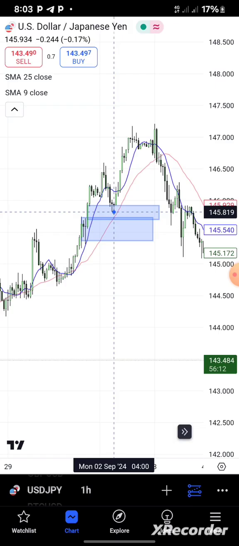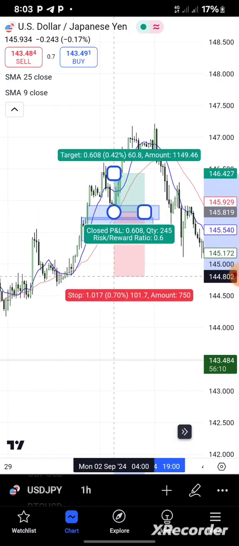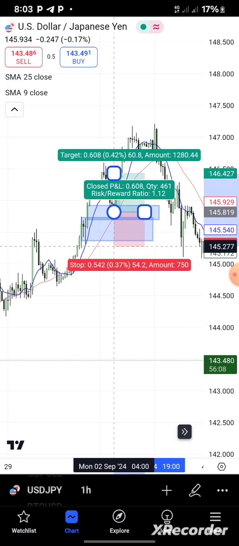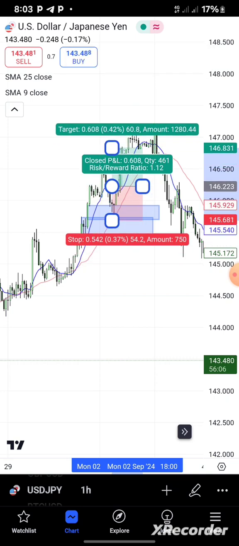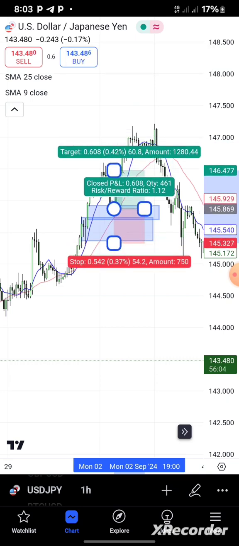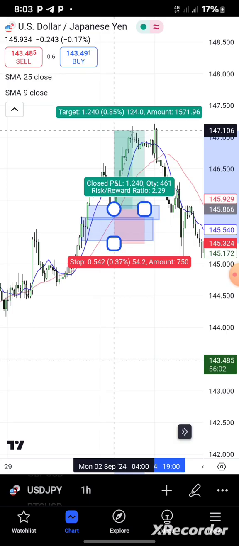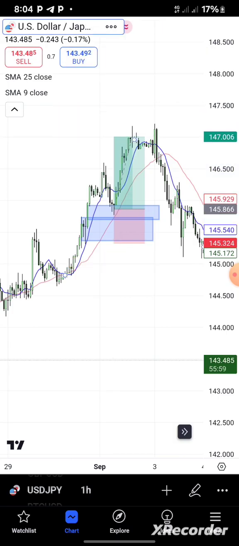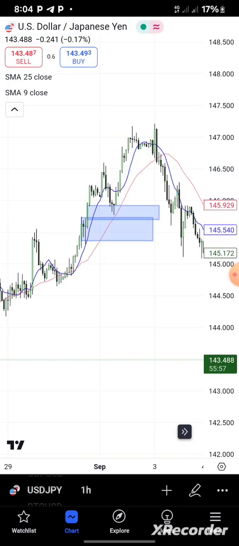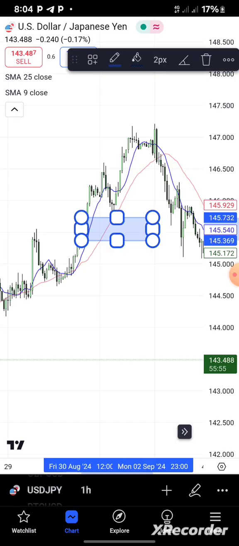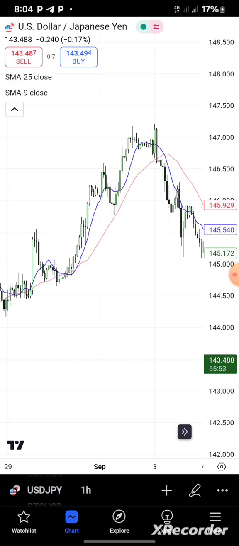Put your position here, then stop loss below this level, and you go for 1:2, a smooth trade to the upside. Or you can be targeting the highest high. If it breaks the high, that means price is going further up.